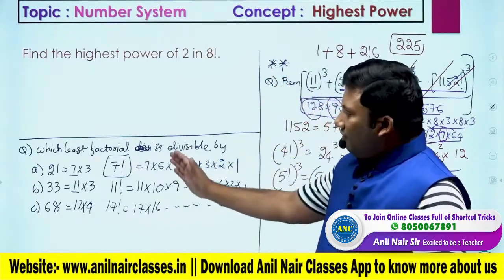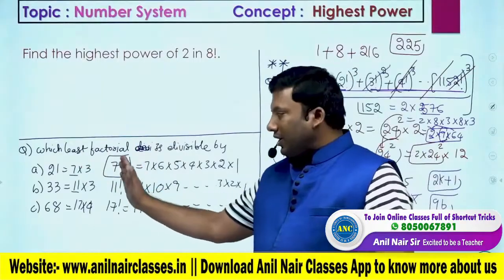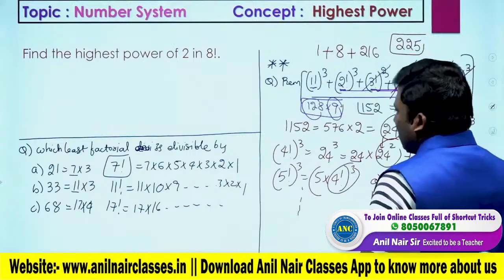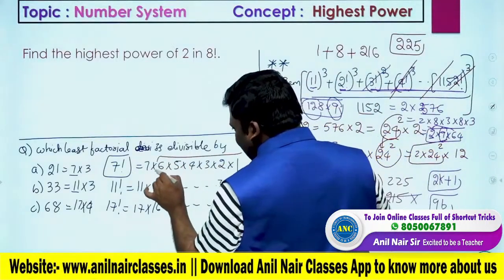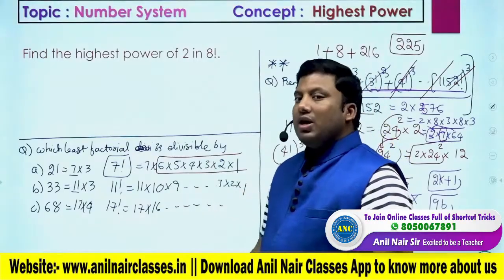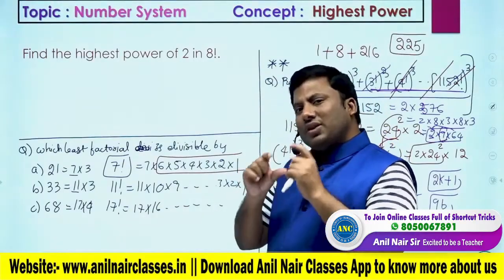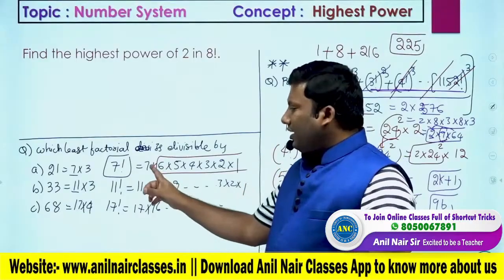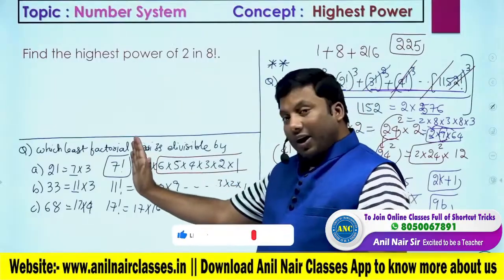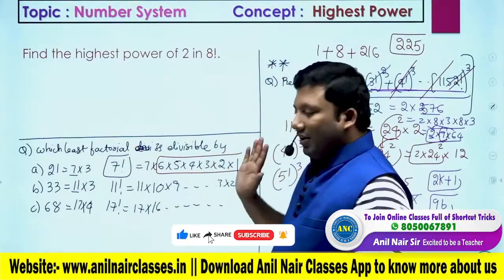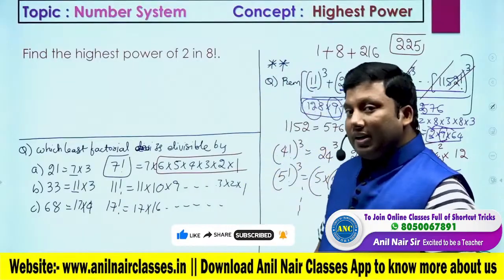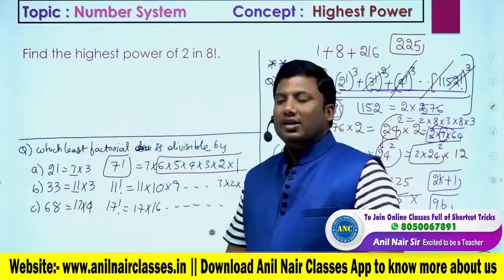So the answer: which least factorial is divisible by 21? 7 factorial. Now if you see here, suppose I take till here, is there 7 present in that number? No. So what is the least factorial which will have 1 power of 7? That is 7. Anyway, factorial means I have to write from 7 to 1, so 3 will be present. Then 11, and then 17. I hope the idea is clear. Is the idea clear?